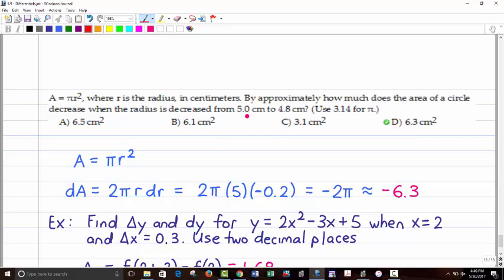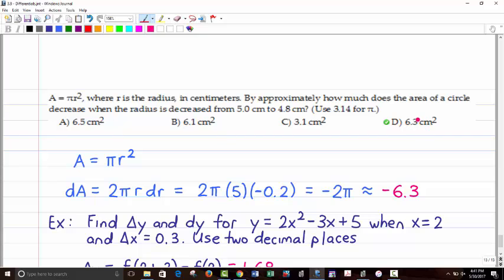It's not propagated error. So if we're going from 5 centimeters to 4.8 centimeters, that means our dr value would be negative 0.2 because it's decreasing. And the r is always the starting value. It's always the first value. So it's 5, and because it goes down by 0.2, that makes dr negative 0.2. So all you have to do is take the derivative, dA equals 2 pi r dr, put in 5, put in negative 0.2, and it ends up being negative 2 pi, so it's approximately 6.3 square centimeters.